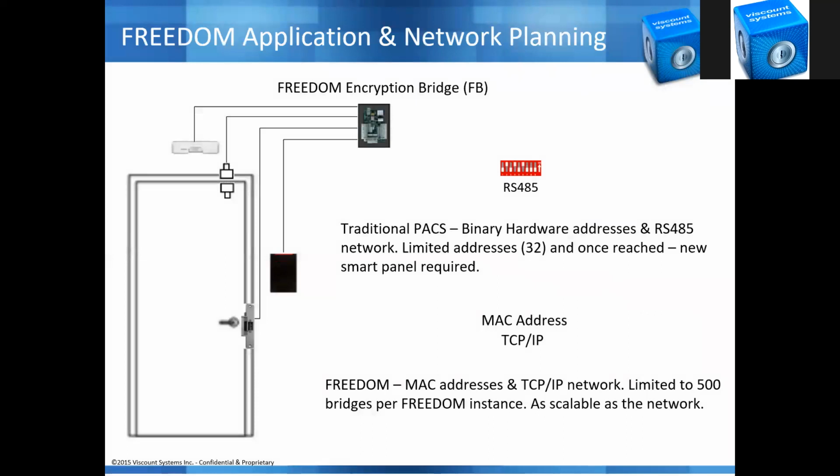A traditional PACS system would use RS-485 and binary hardware that would limit the number of addresses available. Once this limit was reached, another module is required, usually in 8, 16, or 32 options. Because of the Freedom system architecture and its network-centric design, its only limitation is the scalability of the network. You are also limited to 500 bridges per Freedom instance.